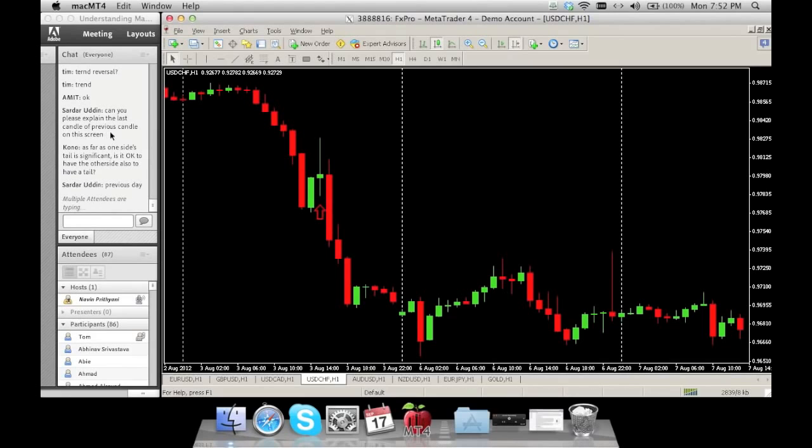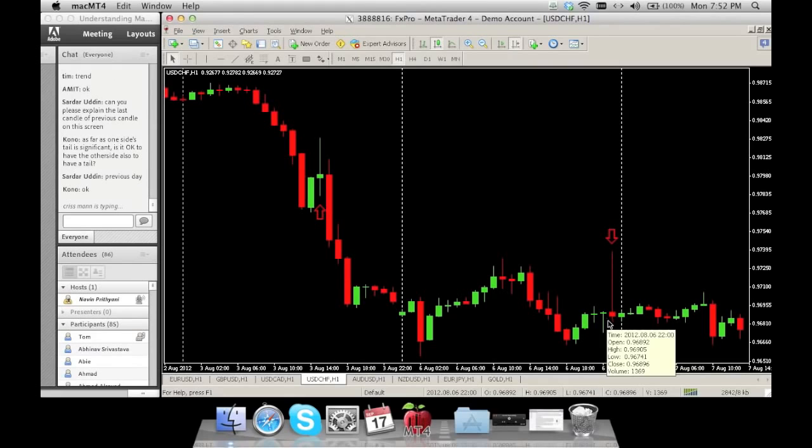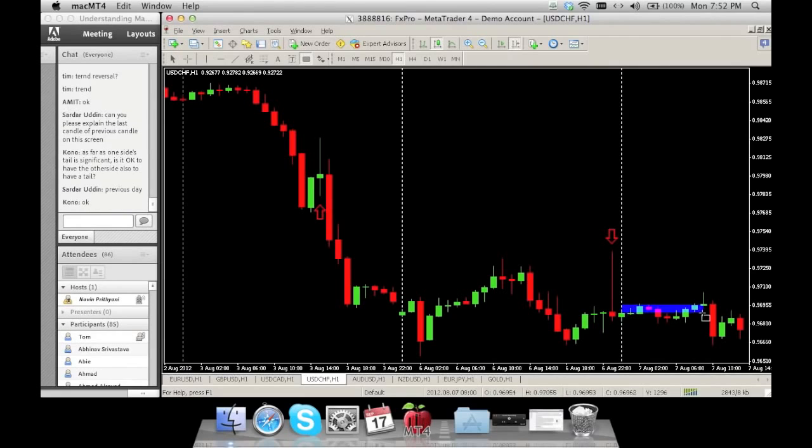Can you please explain the last candle of the previous candle on the screen? Okay, close of the day, Asian session running, not much momentum in the market, plus sideways. Lots of strength coming in. Market actually is short, but look how long it took to take that short. It took a while before the market actually got back into the momentum. I'm guessing this is around Frankfurt Open.